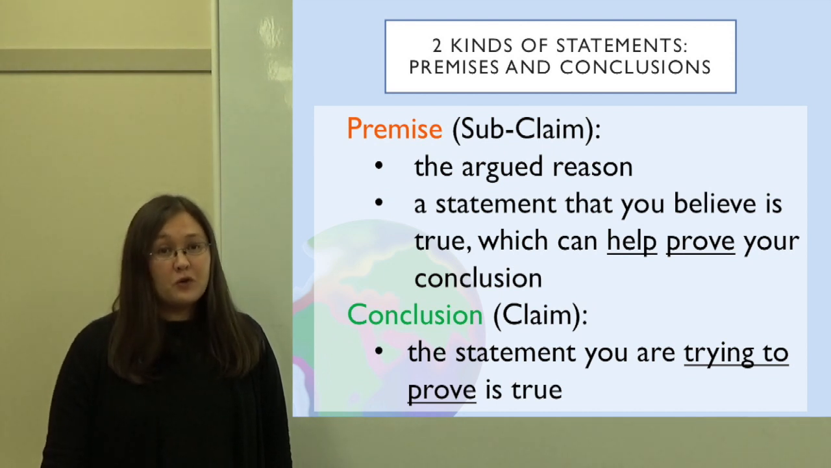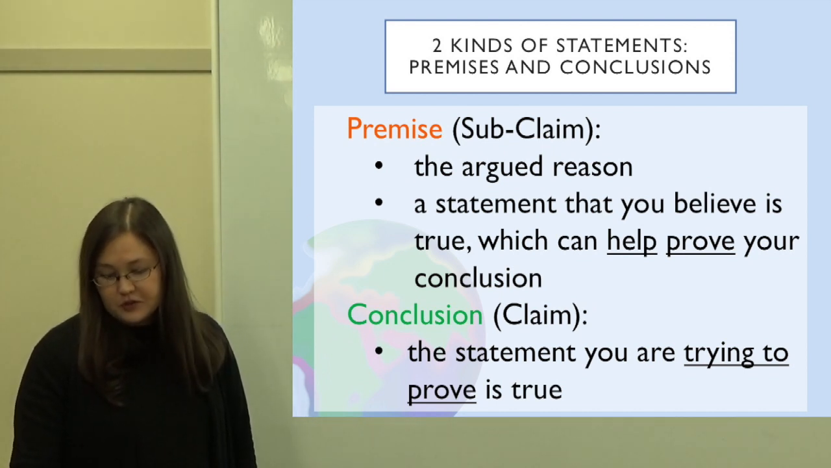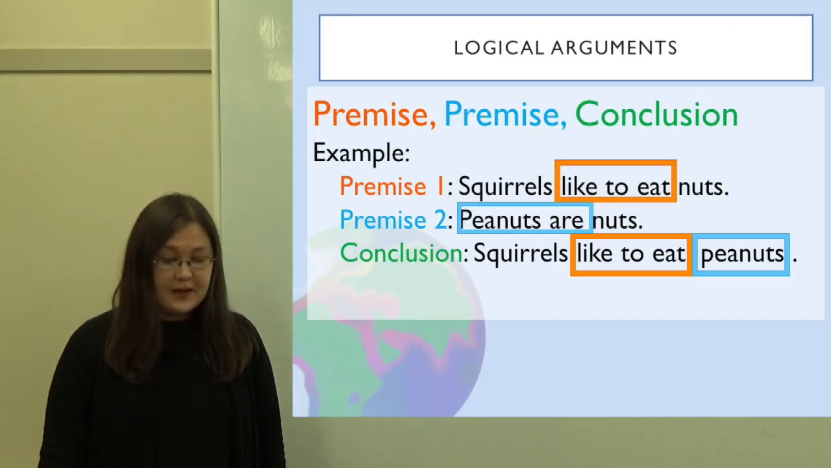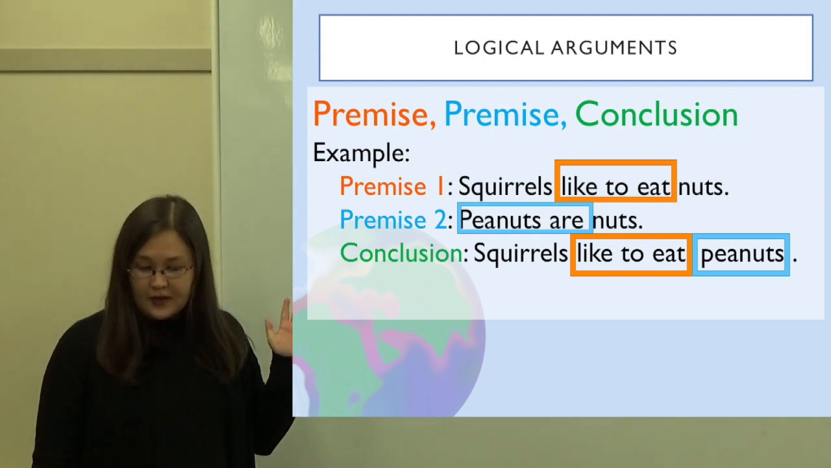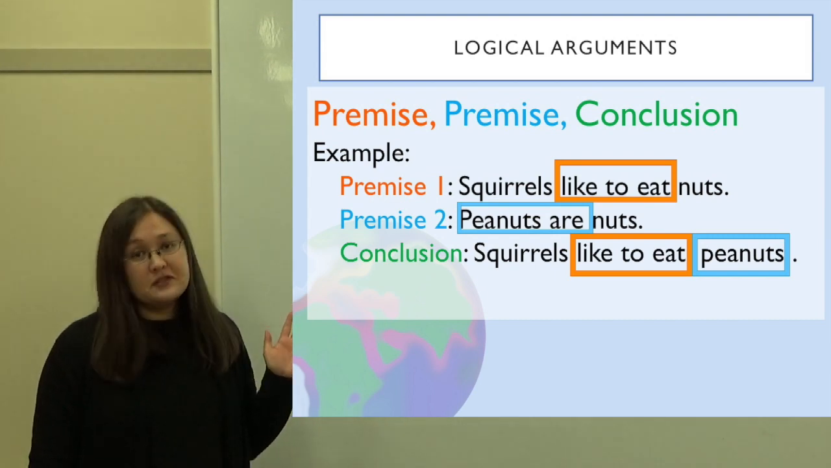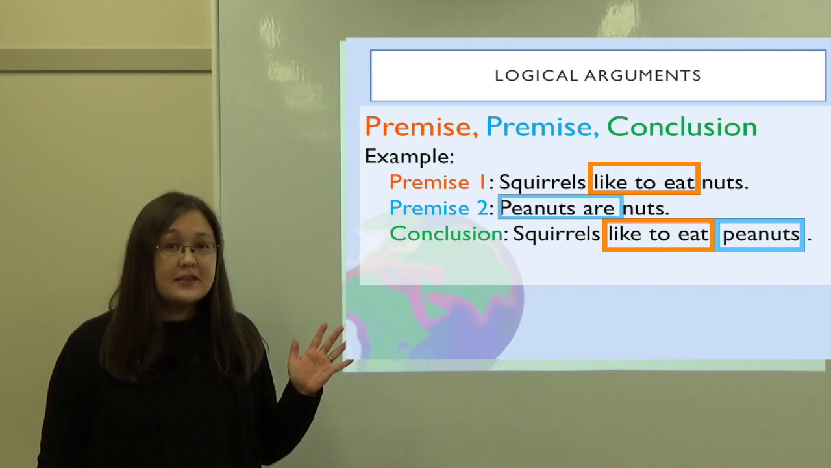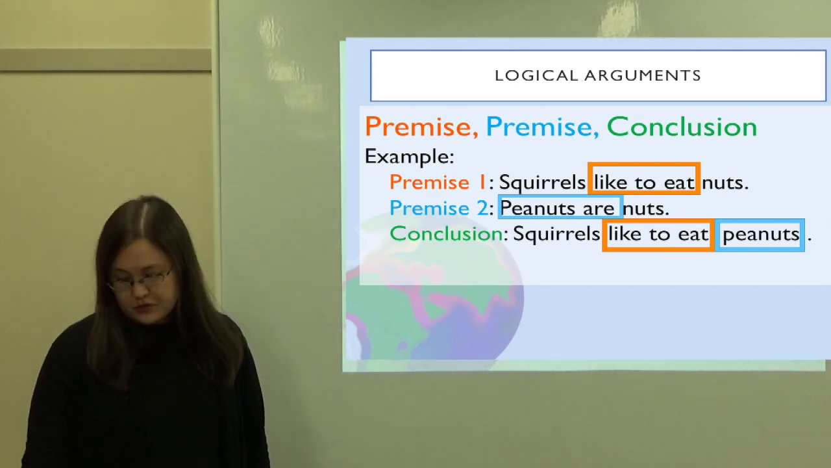These reasons are premises, or we could call them subclaims, and the conclusion we can call a claim. I showed you this example last time, the premise, conclusion pattern. I showed you squirrels like to eat nuts, peanuts are nuts, squirrels like to eat peanuts. Today we're going to look at a lot of examples like this so that you can make your own logical arguments using the correct rules of logic.